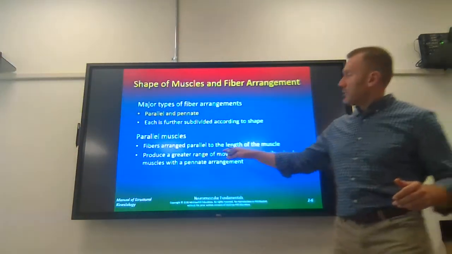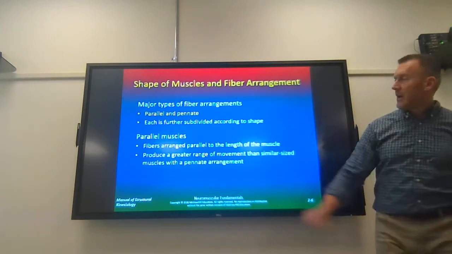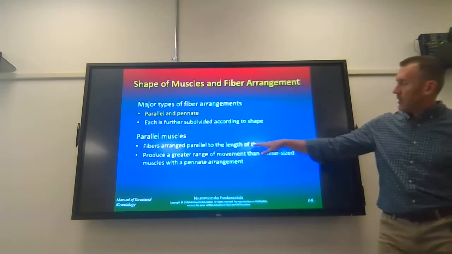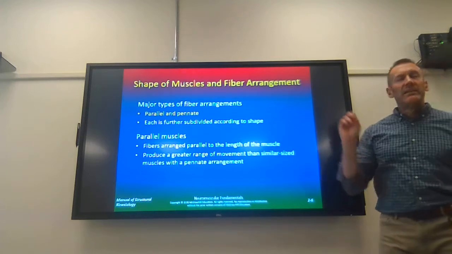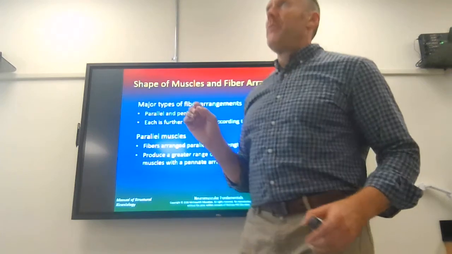So parallel muscles have fibers, think of uncooked spaghetti noodles, that are arranged parallel to the length of the muscle. It's also important to understand that we don't have any examples in the body where a fiber runs all the way from one attachment point to the other.